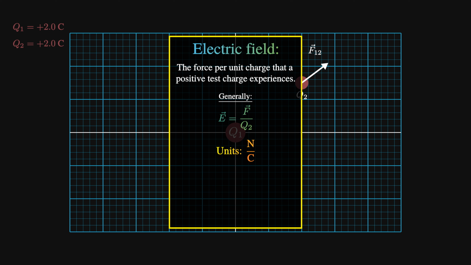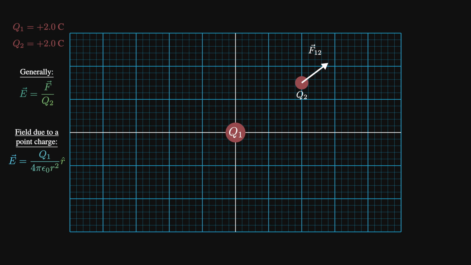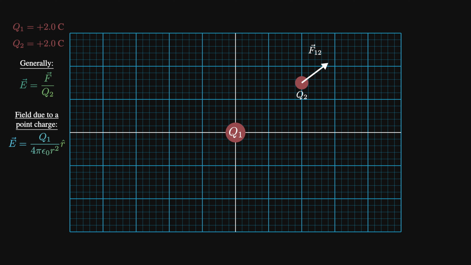As the force is a vector and the charge is a scalar quantity, the electric field is also a vector. In our example, where we can find the expression for the force from Coulomb's law, the electric field E is Q1 divided by 4 times pi times epsilon naught r squared, all times r hat. The electric field of a charged object tells us how the charged object influences the space around it. Using our expression, we can calculate the electric field due to Q1 at any point in space.